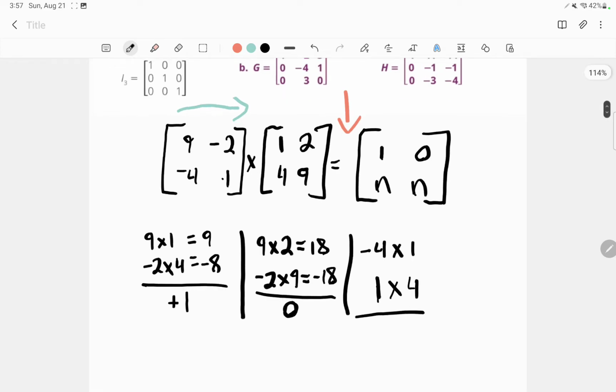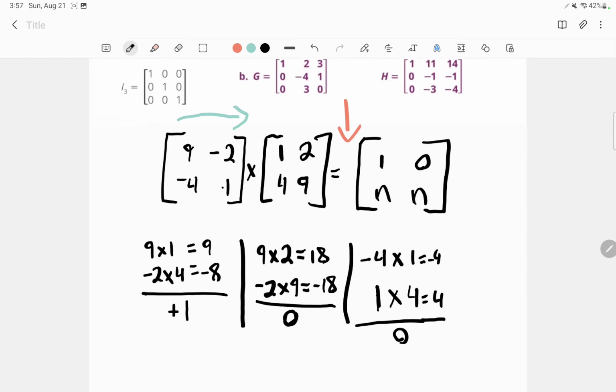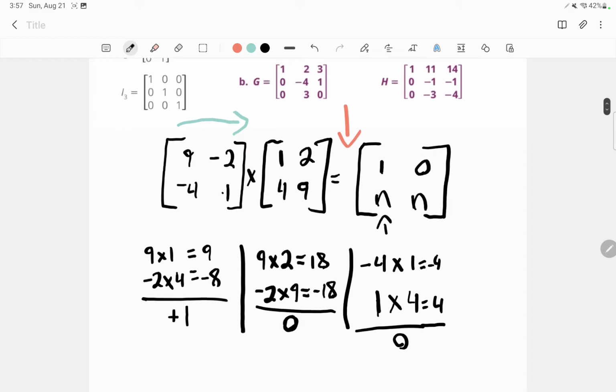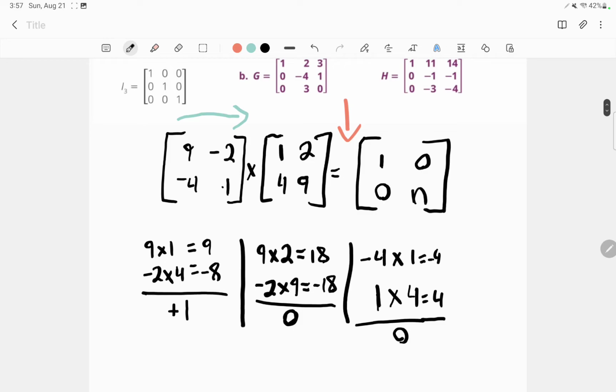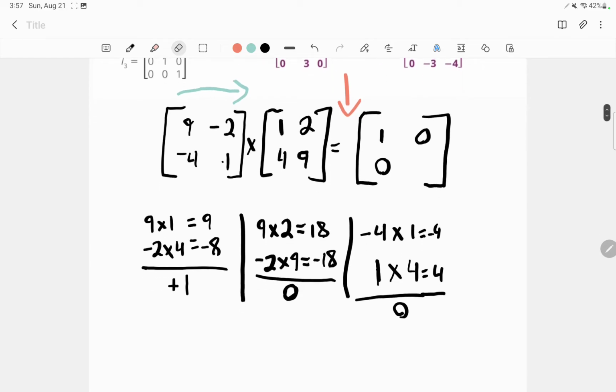What do you get? On the first one, you get negative 4. On the second one, you get positive 4. So if you do addition, it's going to be 0. So this n right here is going to be 0 too. Okay, finally, the final number, I'm going to go ahead and reset already. And we're going to have to figure out if it's 1, like they say it's supposed to be.